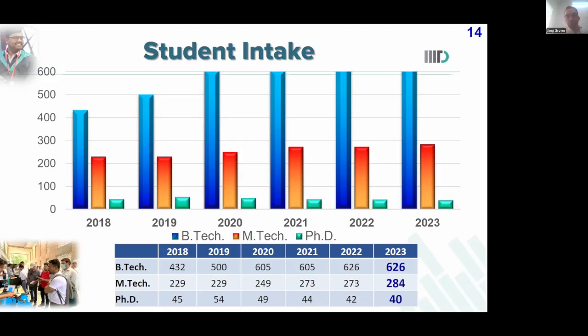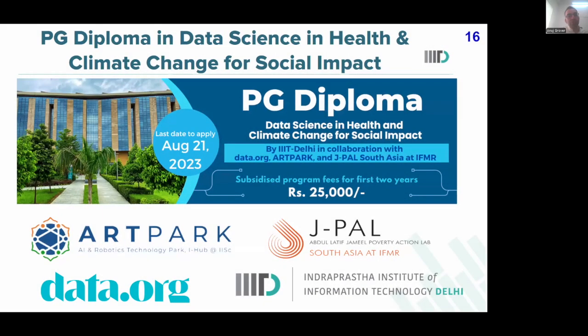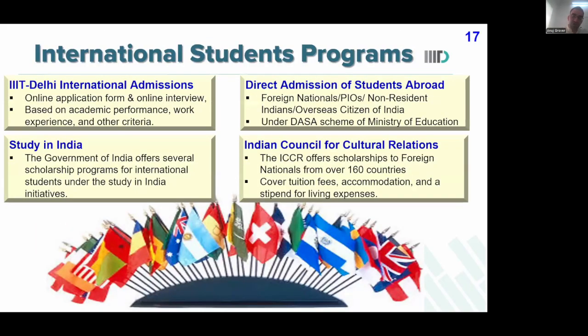In addition to these full-time programs, we also offer postgraduate diploma programs in data science and AI, and computer science and artificial intelligence. And we also offer a PG diploma program in data science and health and climate change for social impact. As David mentioned, more than 10% of our undergraduate students come from an international background. And there are multiple routes of admission. We will talk about these routes later also.